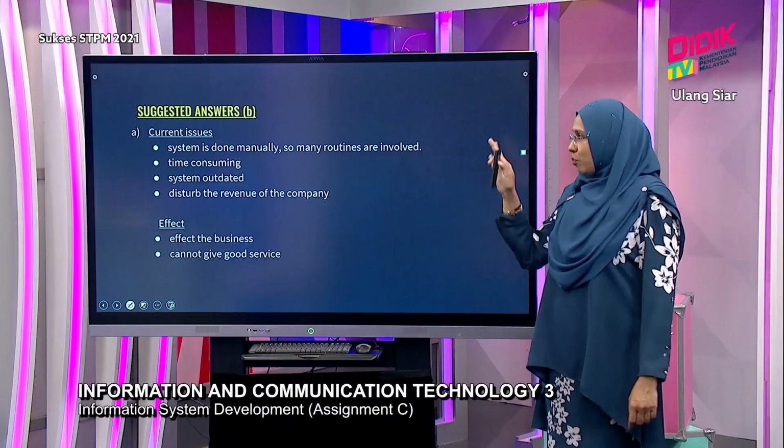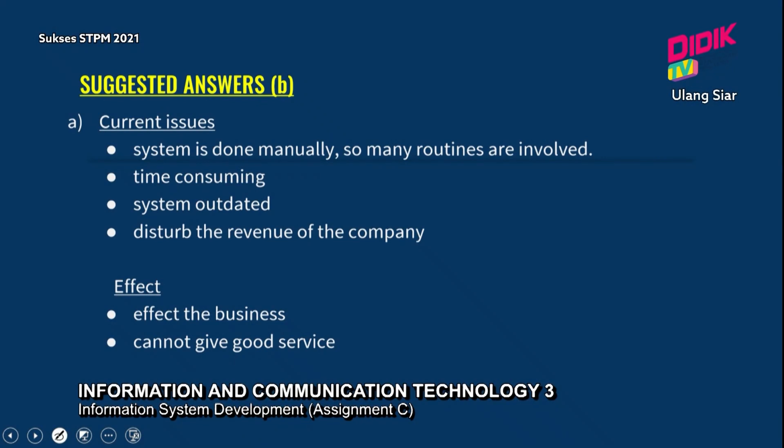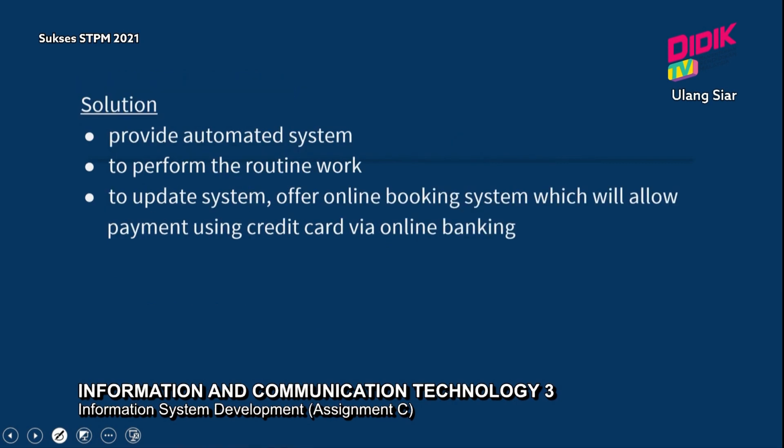You write in point form, the current issue. All these are from the question. The system is done manually, so many routines are involved, time-consuming, system outdated, disturbing the routine of the company. So it will affect the business and cannot give good service. And how to solve this problem? Provide an automated system to perform the routine work, and update the system to offer an online booking system which will allow payment using credit card via online banking. So everything is in the question, just take it out.